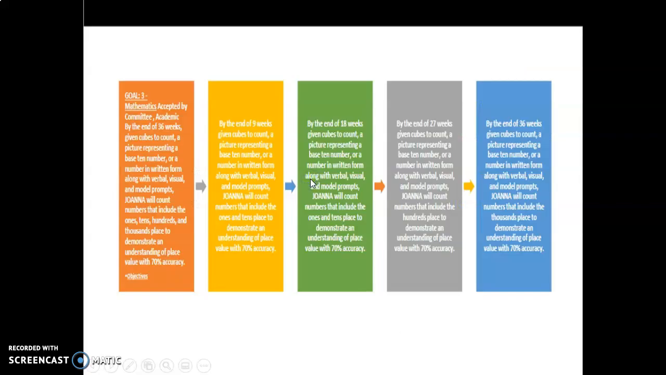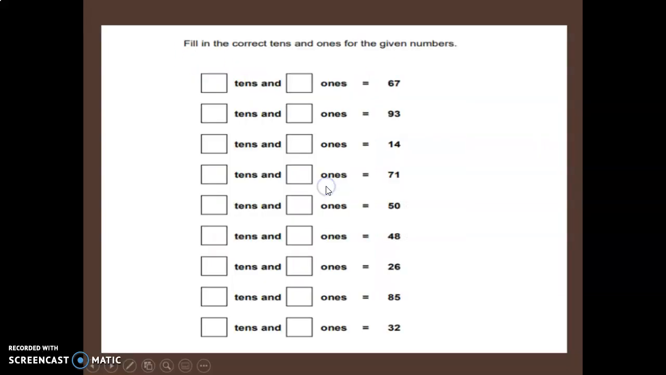So goal three is mathematics, and you'll be doing objective number 2, which is right here. Fill the correct tens and ones for the given number. So you have number 67. Remember, the first number is always a ones and the second is always a tens. So which is your 1? 7. And which is your 10? 6. So you put 6 here. Go ahead and do the rest of the problems on your own.